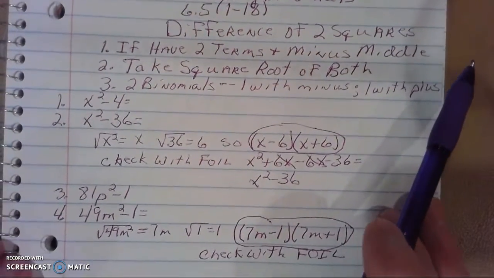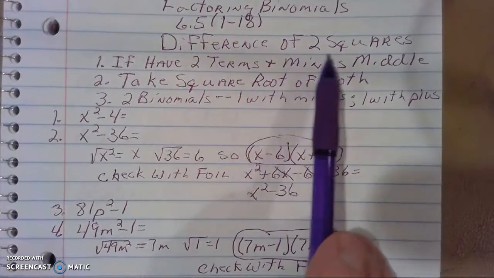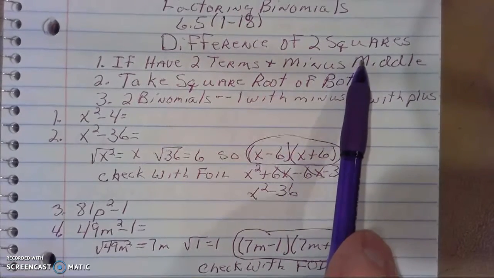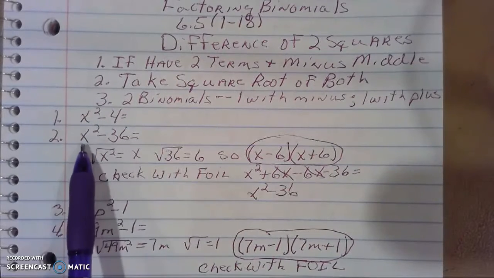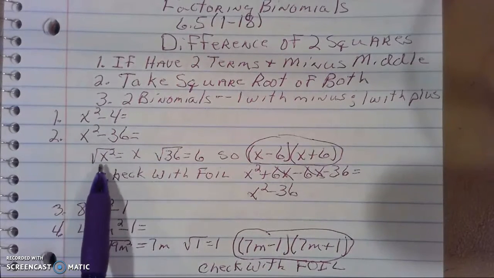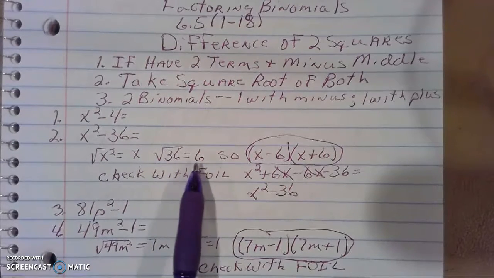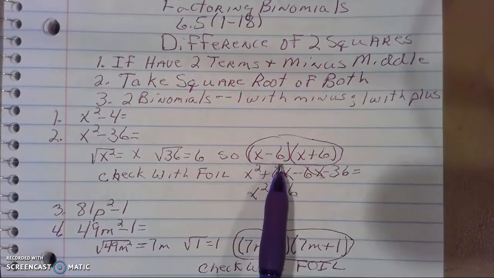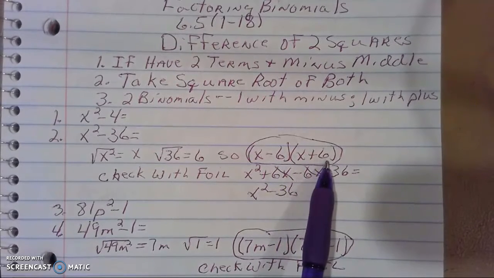6.5 is about factoring the difference. It's got to be a minus sign in between two squares, like x squared minus 4. Number 2, x squared minus 36. The square root of x squared is x. The square root of 36 is 6. So we put x minus 6 and x plus 6.